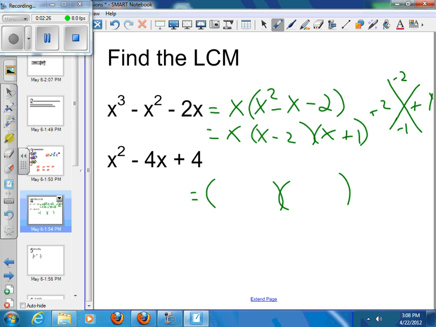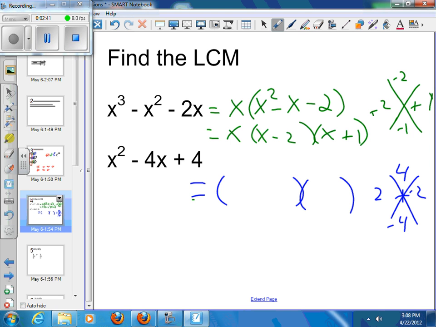And again, I'm going to do this one in blue here, so I don't get confused between the two. I want to multiply to get 4 and add to get a negative 4, so that's going to be a 2 and a 2, and they both have to be negatives. So it's going to be x minus 2, x minus 2.